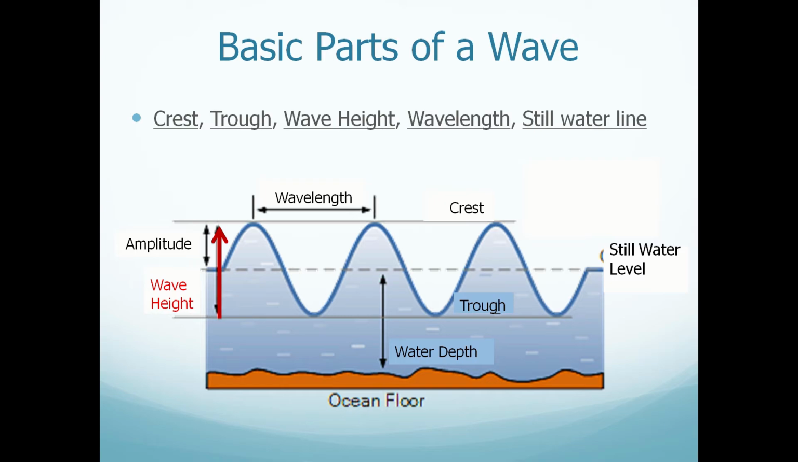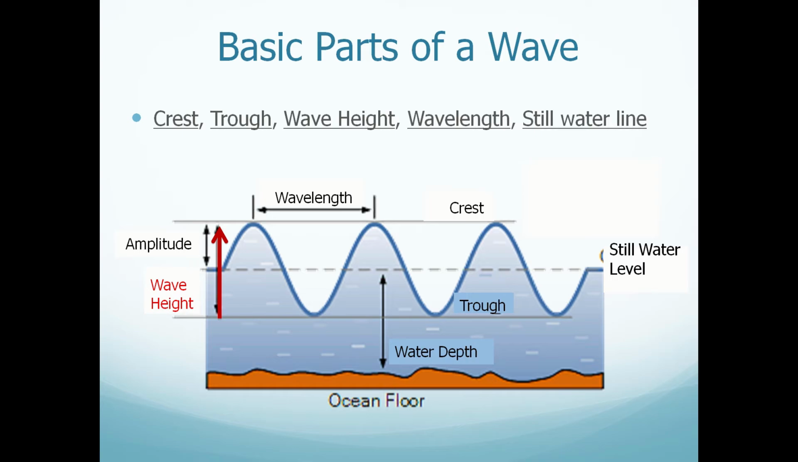The crest is the highest point of the wave, like a mountain peak, while the trough is the lowest point of the wave, or valley shape of the wave. The wave height is the vertical distance between the crest and the trough. The wavelength is the horizontal distance between two consecutive crests or two consecutive troughs.